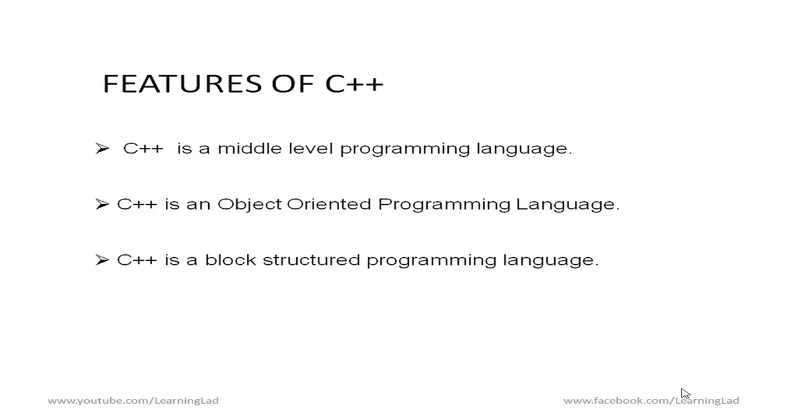And the next one is that C++ is a block structured programming language. As I told you before, C is a structured programming language, which means that we can organize our code by using functions. But in C, we can't create a function inside a function. In C++, we can do that, and that's why C++ is a block structured programming language.